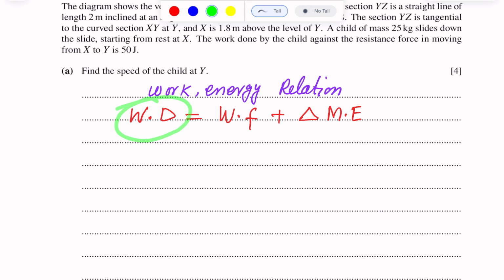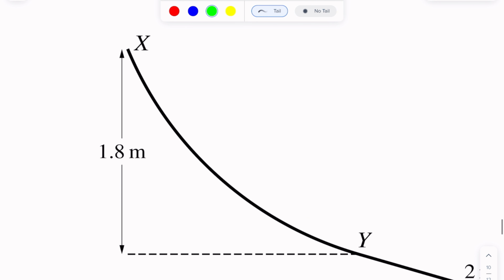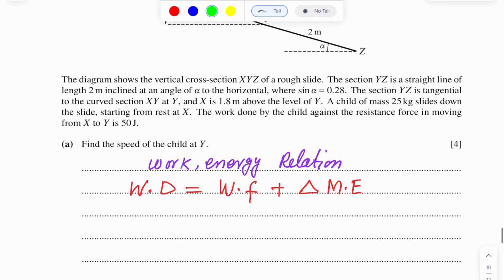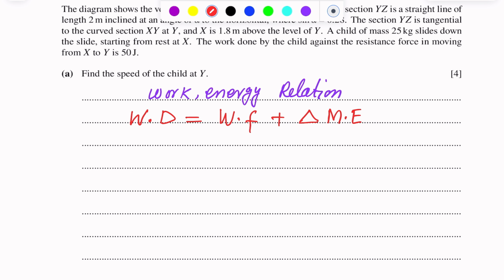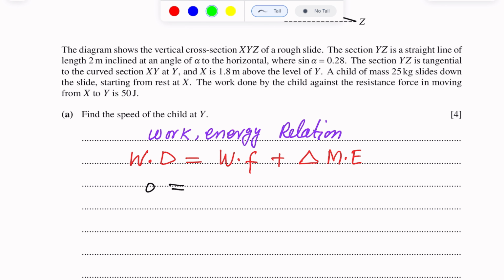In this question, WD, the work done by driving force, is zero, because there is no driving force here. When the child starts its motion from rest, no driving force, so work done by driving force is equal to zero. Work done against friction is given, 50 joules. We write here 50. But now we have to find the change in mechanical energy. Let this be equation number one for reference.